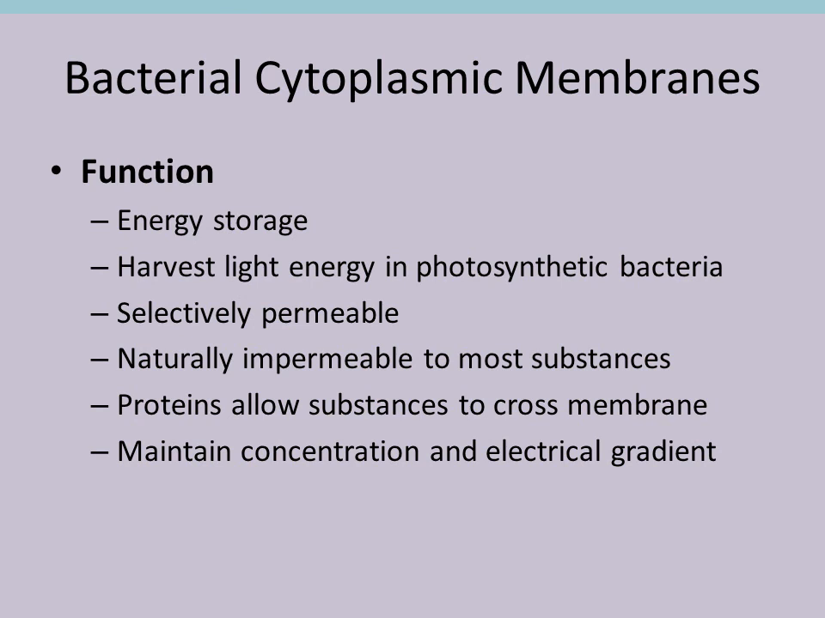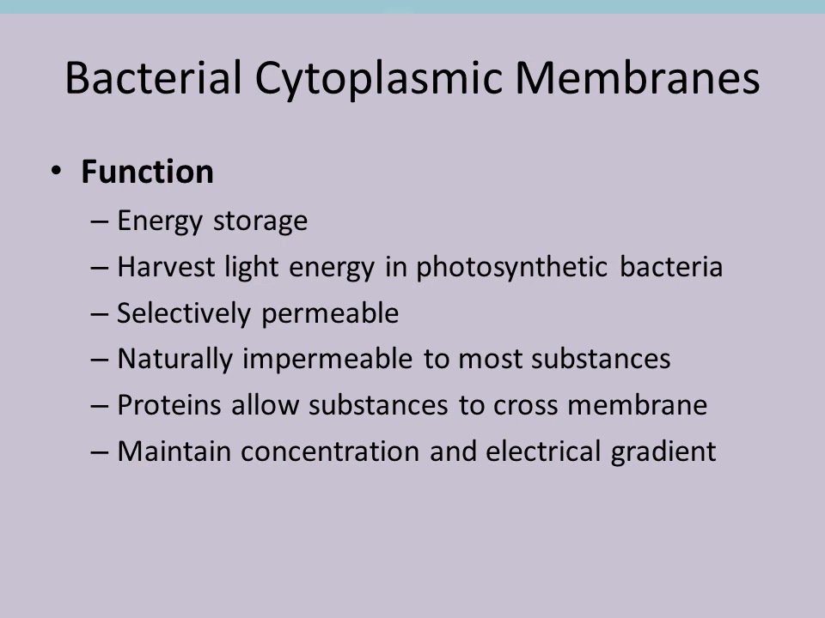For the membrane, there is some energy storage there. It can help for photosynthetic bacteria. It helps to absorb the light. It is selectively permeable. That means it regulates what can pass through that membrane. It is not a free-for-all. Only certain things can move in, only certain things can move out. And it's going to regulate and very tightly control the movement of things across the membrane.